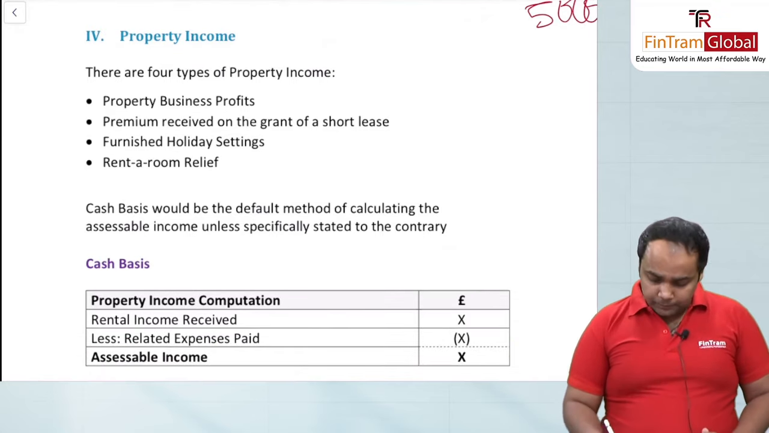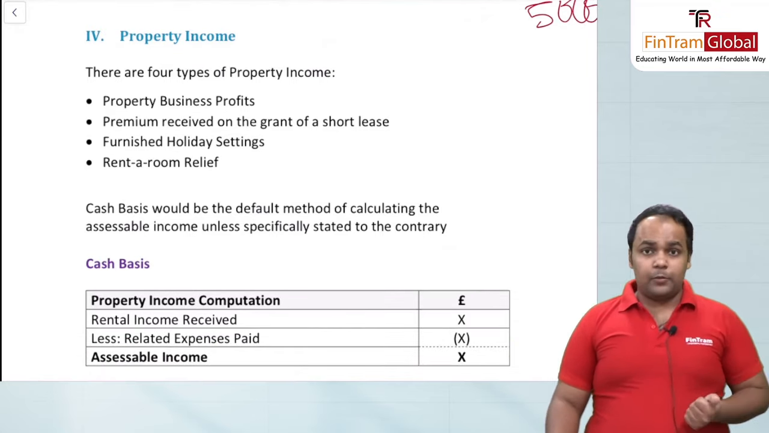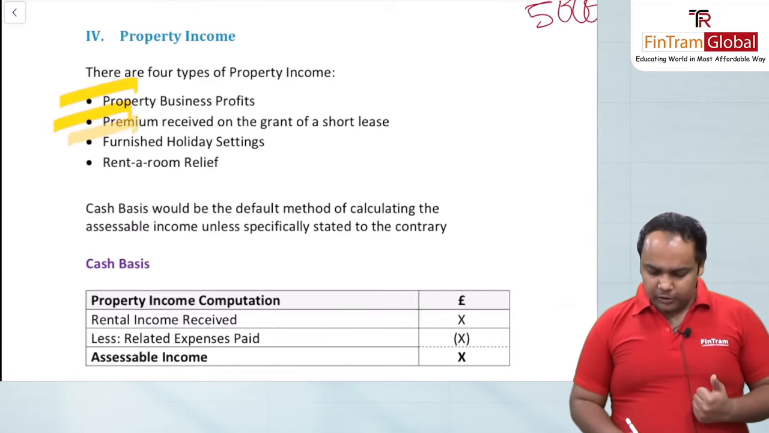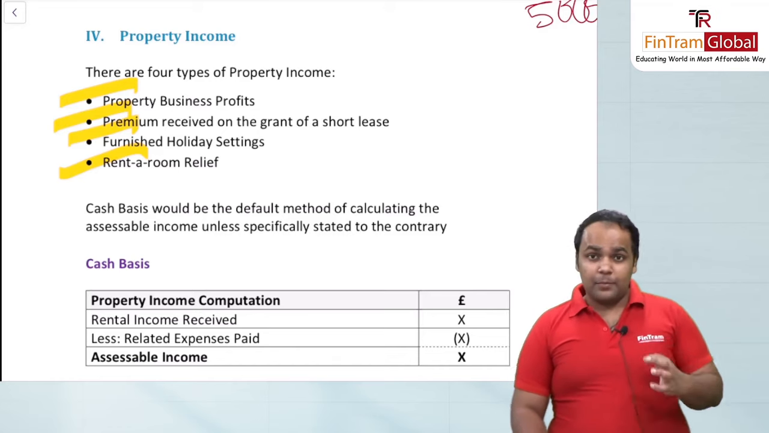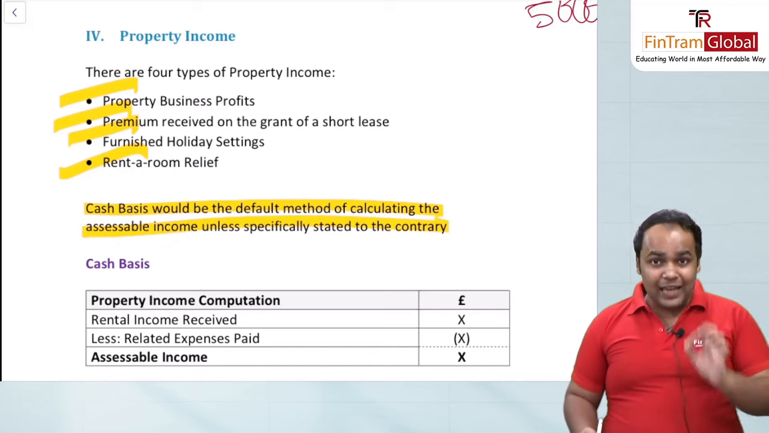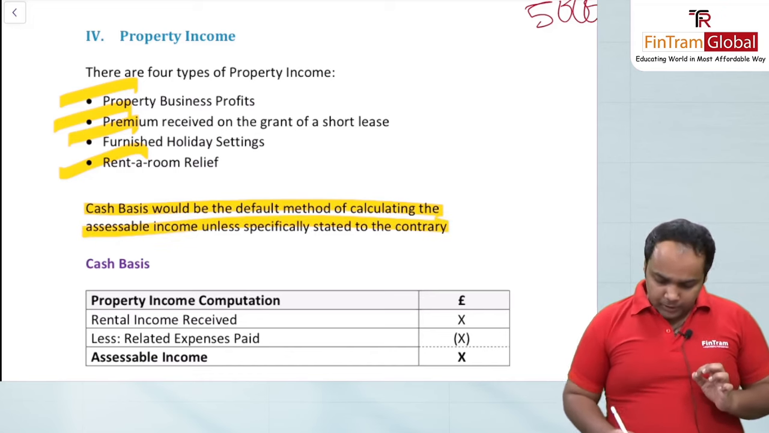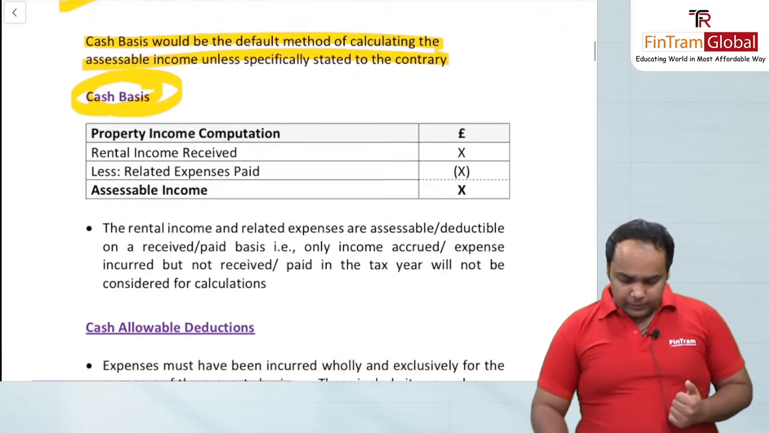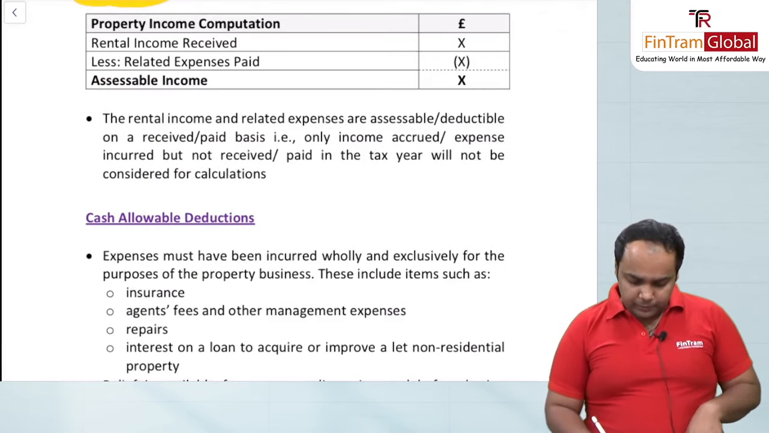Coming to property income, remember the four types of property income: business profits, premiums and short leases, furnished holiday lettings, and rent-a-room relief. Remember, for property income, the default will be the cash basis unless stated otherwise. Cash basis is the default for property, always remember that, and we'll calculate it by the rental income received less the expenses paid.